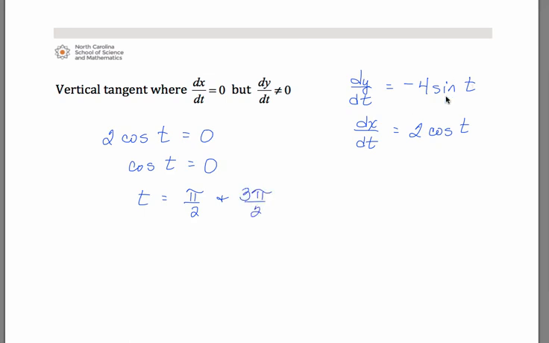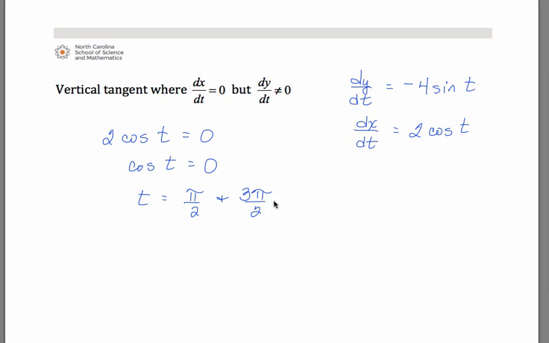Now we do need to double check to make sure that dy/dt does not equal 0 at those locations. So if we substitute in pi over 2 first, sine of pi over 2 is 1, so negative 4 times 1 is negative 4, so that one's okay. Sine of 3 pi over 2, upon substituting that in, is negative 1. So that yields a positive 4 for dy/dt. So once again, these are okay.